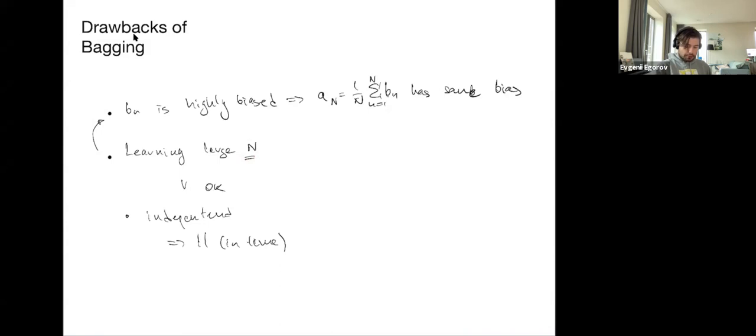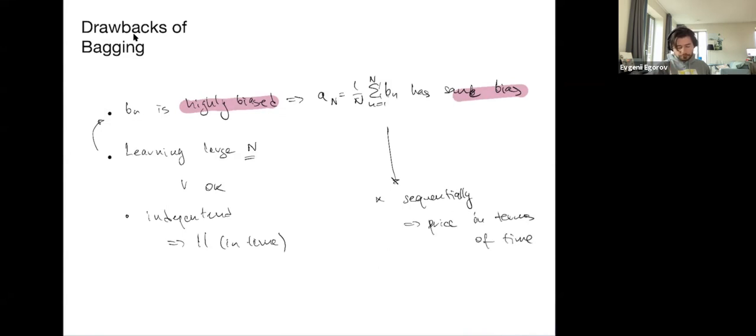Now, if we want to reduce the bias of the ensemble, then we cannot do this independently. We need to do this sequentially. That means there is a price that we pay for that, let's say a price in terms of time. We will need to spend much more time on this.